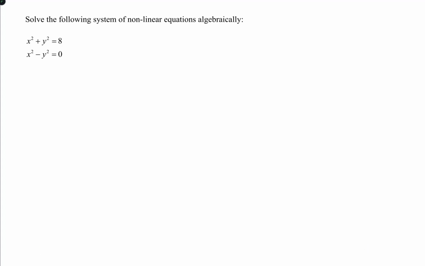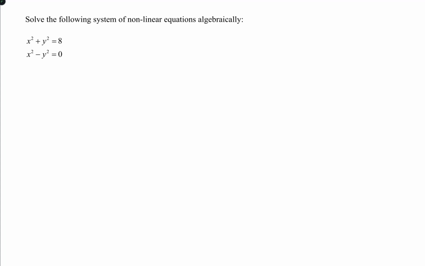Solve the following system of nonlinear equations algebraically. So it's not really all that necessary to know what types of equations these are, but it might be helpful to visualize the number of solutions that are possible. Because every time we have an intersection between two curves, we have a solution to the system of equations.